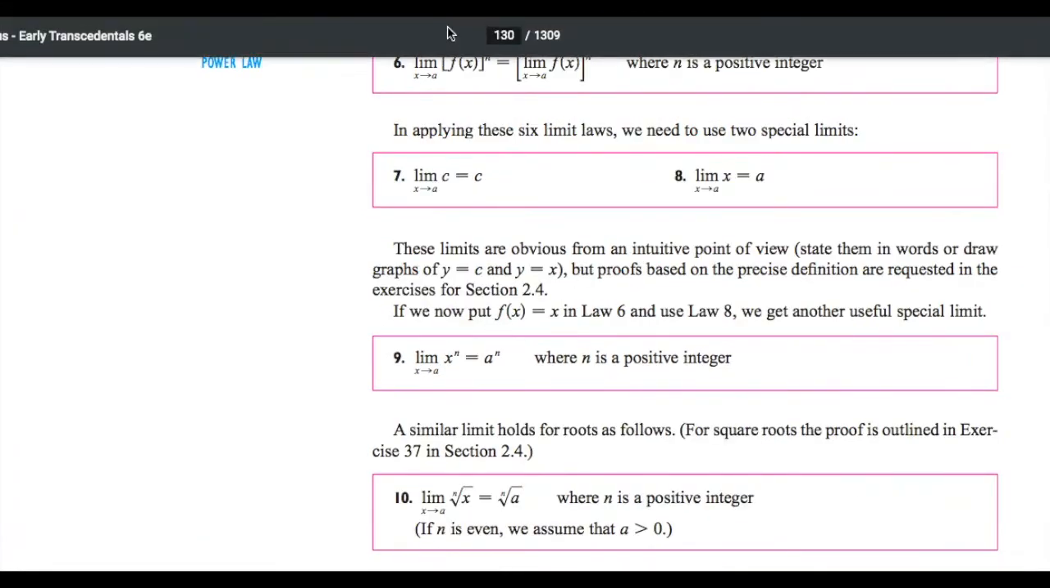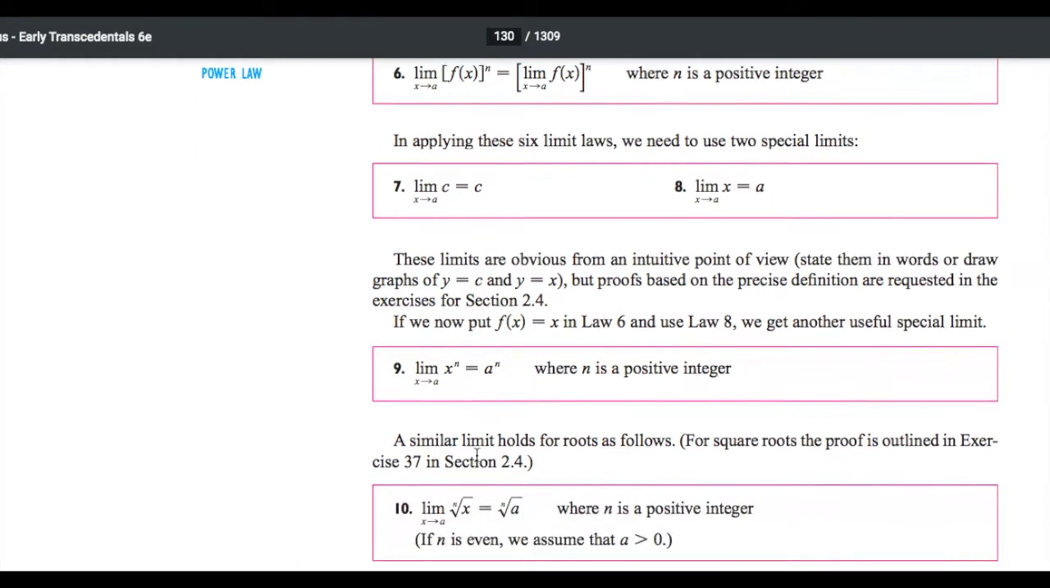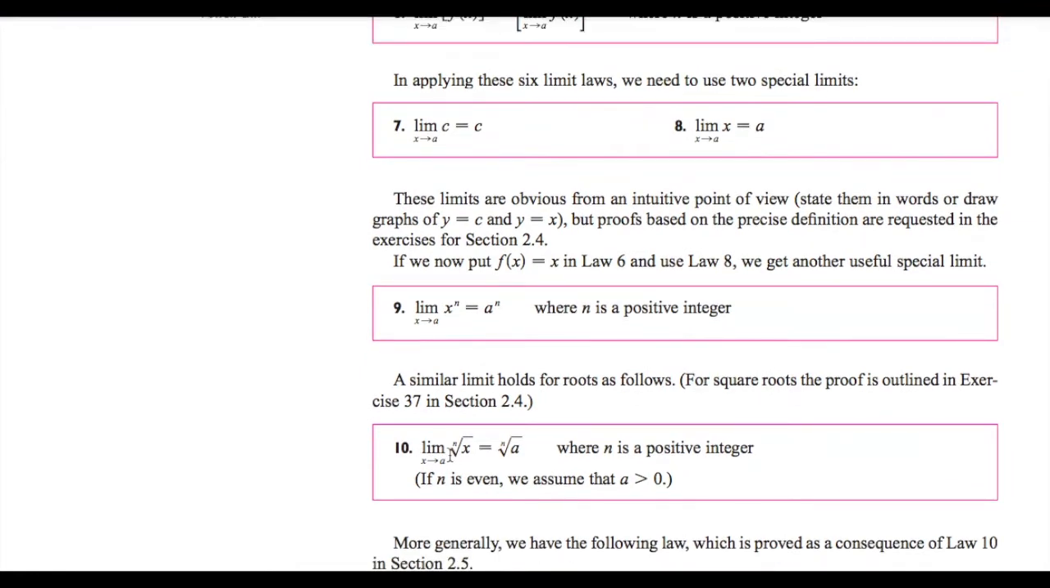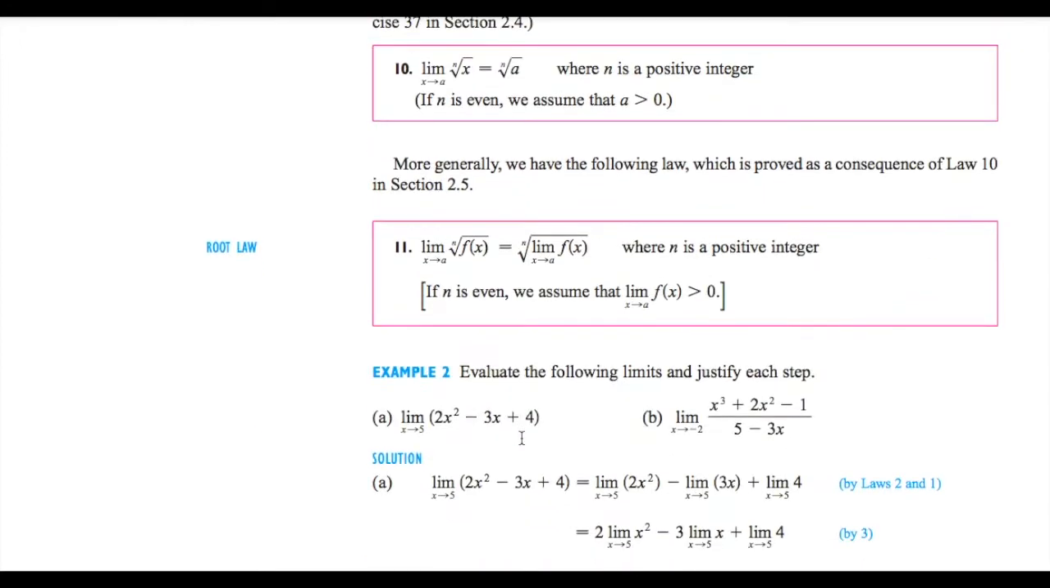Here, this is combining law 6 and law 8 together about the powers. So if you put a power here and a power here, the same thing, so it becomes law 9. Same thing with roots. Remember, powers and roots are inverses. So here it's also saying that you could take the root before or after you take the limit.